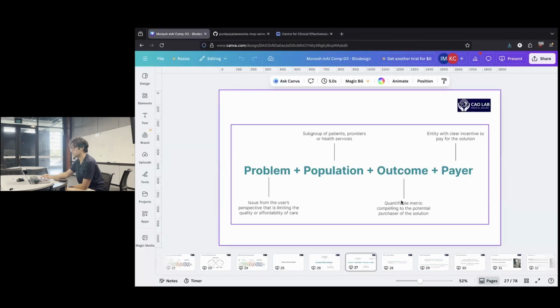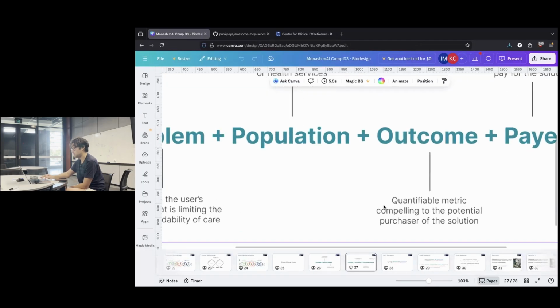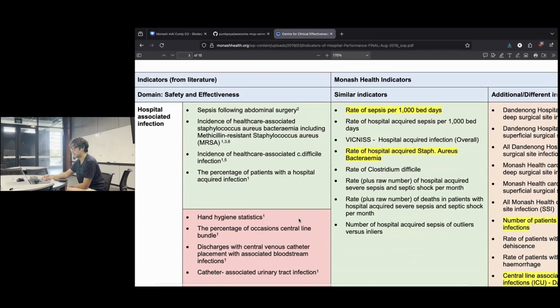So this is an example of an outcome that is quantifiable, right? So you see how none of these are wishy-washy. It's like the rate of sepsis per 1,000 bed days, right? It's very obvious how they're measuring it, in a numerical way. And so, for example, if you can improve this, this would be something very great as an outcome, right? And very sellable as a product, okay?